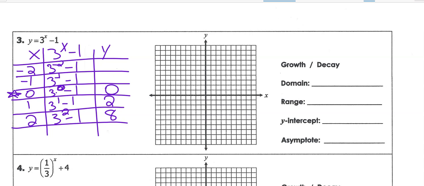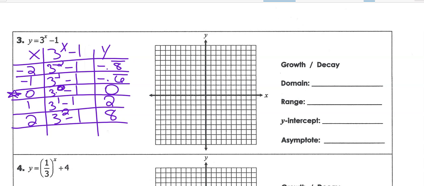3 to the negative 1 power is going to give us a fraction of, I believe, 1/3. And 1/3 minus 1 gives us negative 0.6 repeating. And then 3 to the negative 2 power minus 1 gives us negative 0.8 repeating. You can use your calculator to verify those if you'd like. All right, now let's go ahead and graph these points.